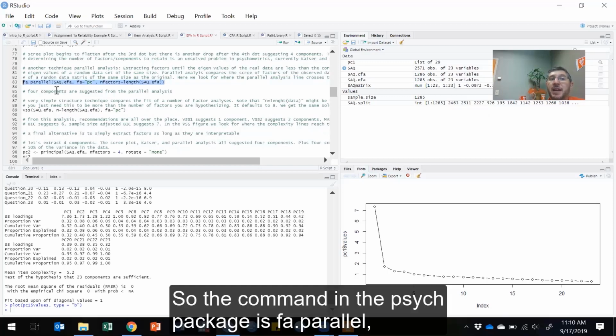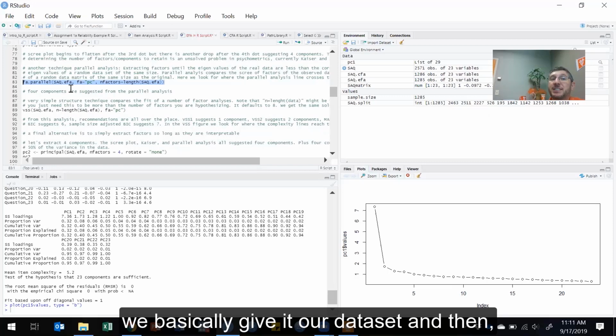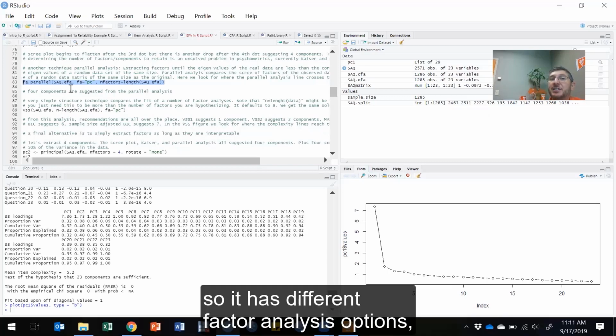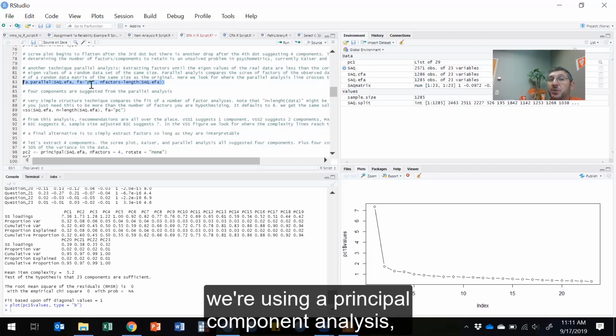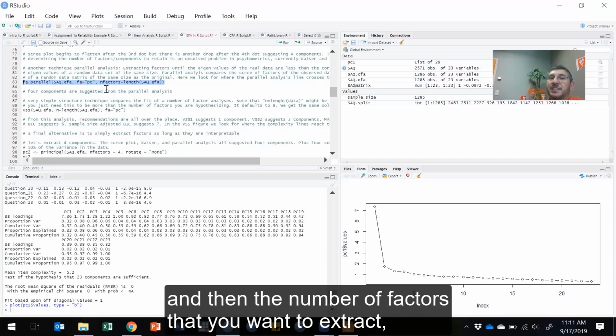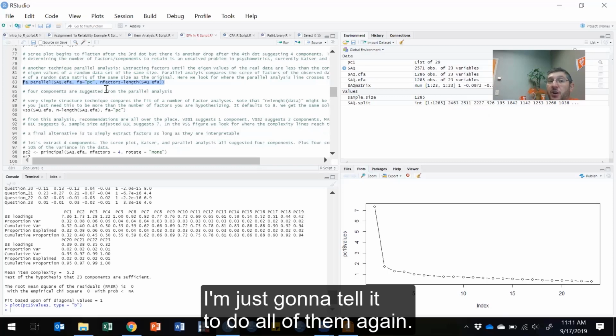So the command in the psych package is fa.parallel. We basically give it our data set, and it has different factor analysis options. We're using a principal component analysis, and then the number of factors that you want to decide. I'm just going to tell it to do all of them again.